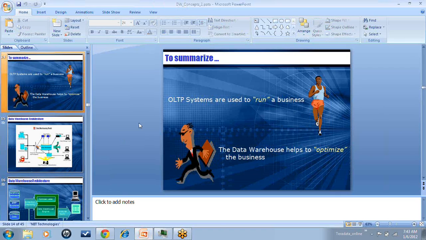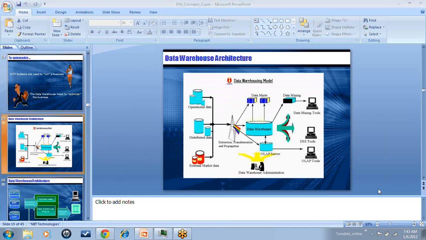If you are clear, I'm going ahead to the data warehouse architecture. This is the typical data warehouse architecture. Let's see the different phases, components, names and terminology used in data warehousing architecture. If you look at the leftmost side, all these are called operational data sources.